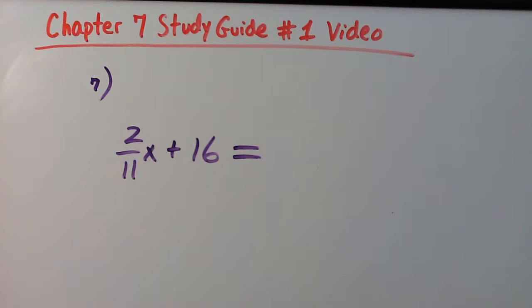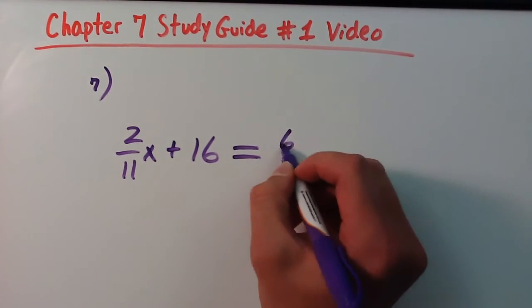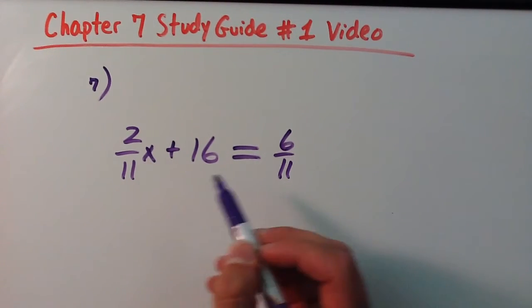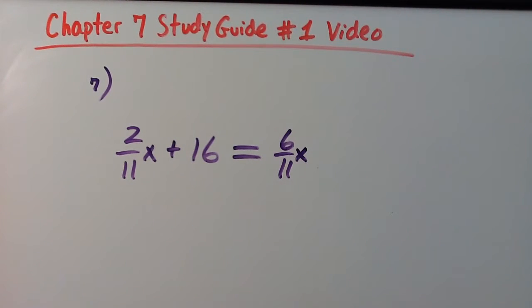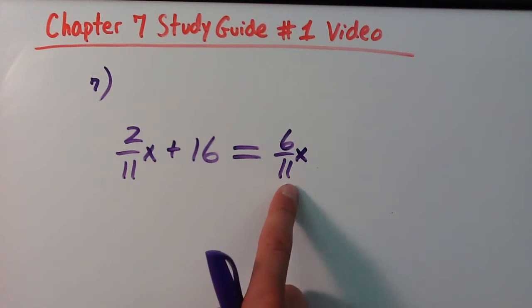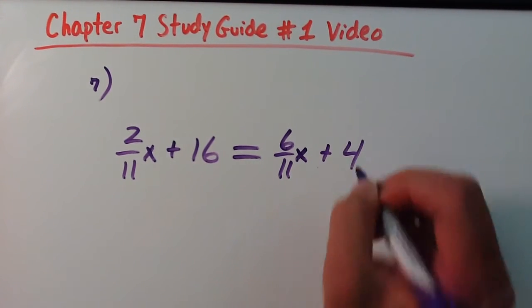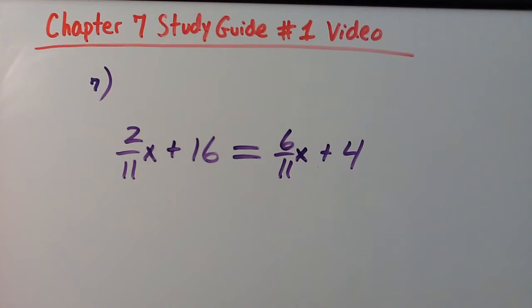And on the right side, I'm going to have 4 more than 6/11 times the same number. So I have 6/11 times that same number x. And remember, I want 4 more than this, and if I want 4 more than that, I would simply add 4. So there's my equation, right? I have to be able to read the language and set up an equation.